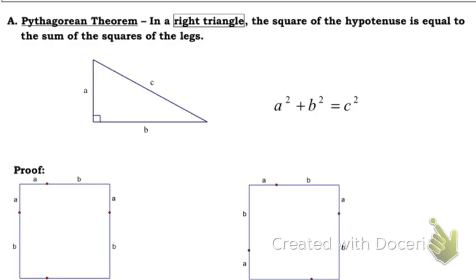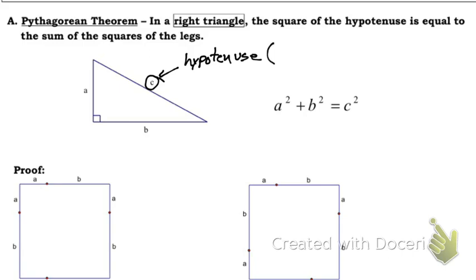It says the square of the hypotenuse is equal to the sum of the squares of the legs. Or you might remember it as just a squared plus b squared equals c squared, where a is a leg, b is a leg, and c is a hypotenuse. Just a reminder, this c right here is in fact your hypotenuse. That c right there is your hypotenuse.